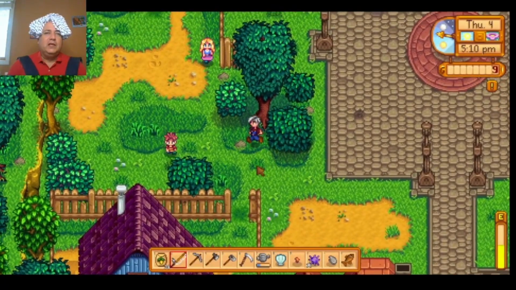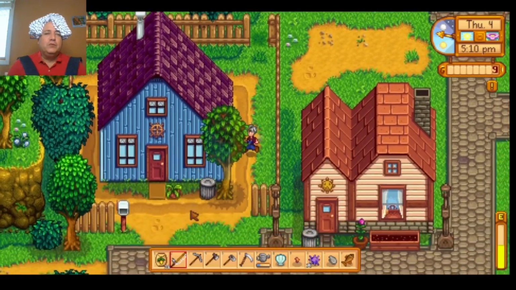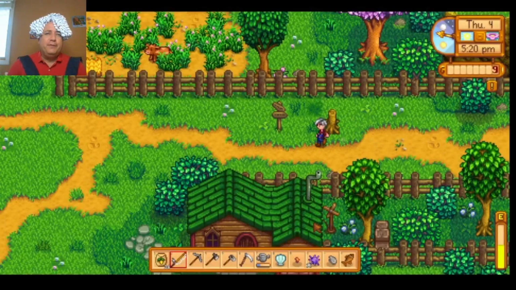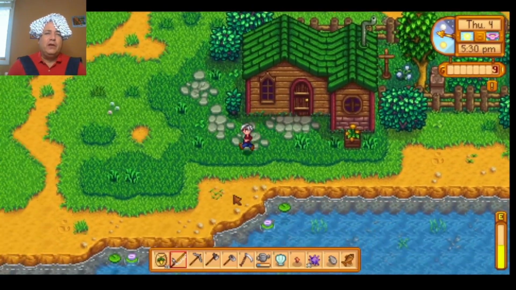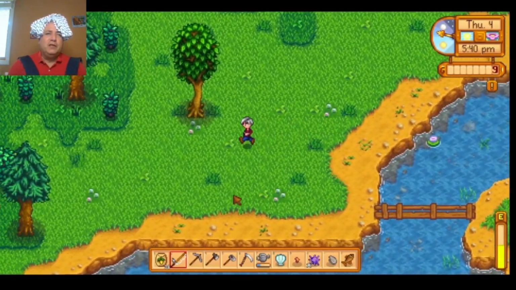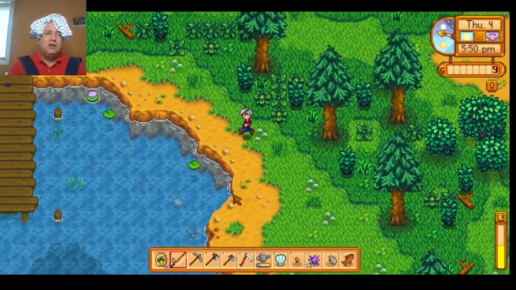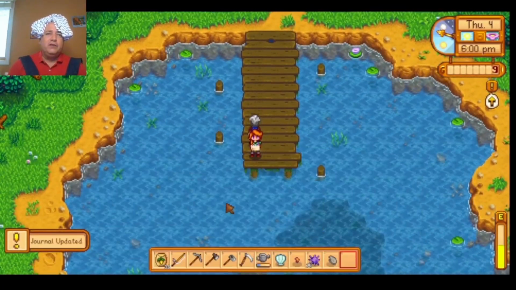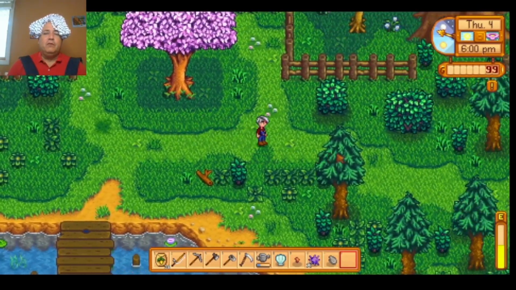Now we're going to go find Leah and give her her delivery. Hey, how's it going? Make some friends as we go along. So Leah's house is down here in the corner, and in the spring she tends to stay in this Cindersap area. So we'll take a look around. If we don't see her there, she's sometimes down in this corner. No, she's not there. Sometimes she will go up to the dock or just past the dock. There she is on the dock. Excellent. So we will give her, yay, sunfish. And we're making friends with Leah. That's good, for 95, I think that was.